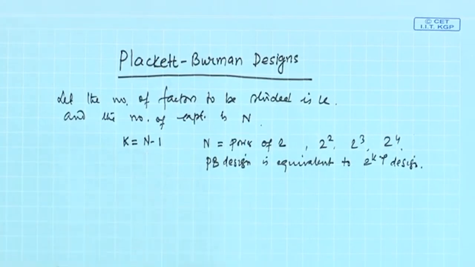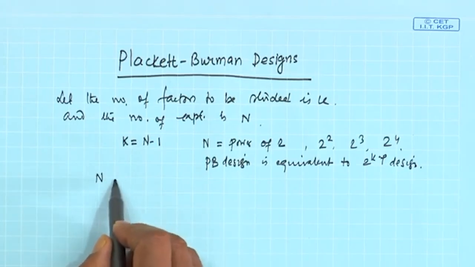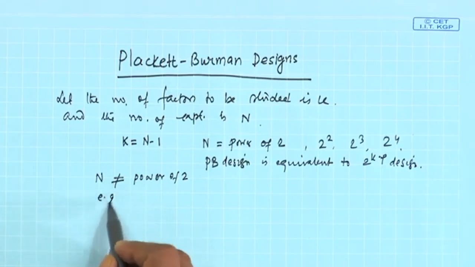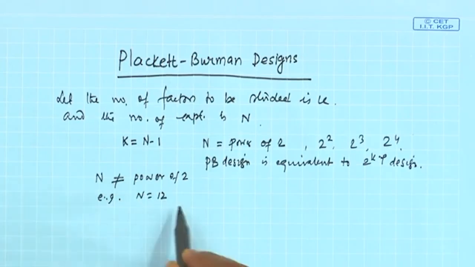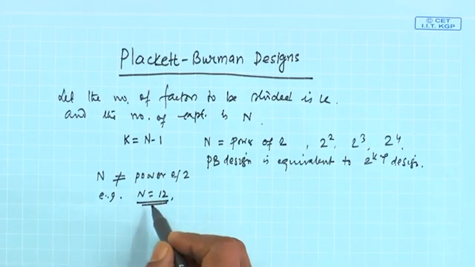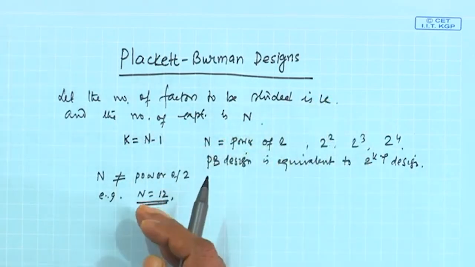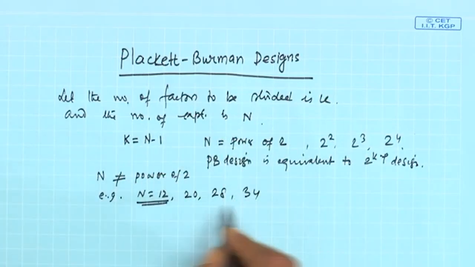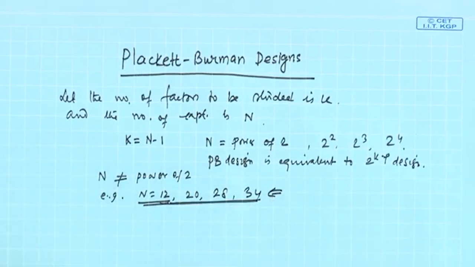But there are some cases when n will not be a power of 2. For example, if n equal to 12, this is not a power of 2. So, when n is not a power of 2, this is a special design, and Plackett-Burman design is applied for such situations. So, n equal to 12, 20, 28, 34; these are the most popular ones for Plackett-Burman design.